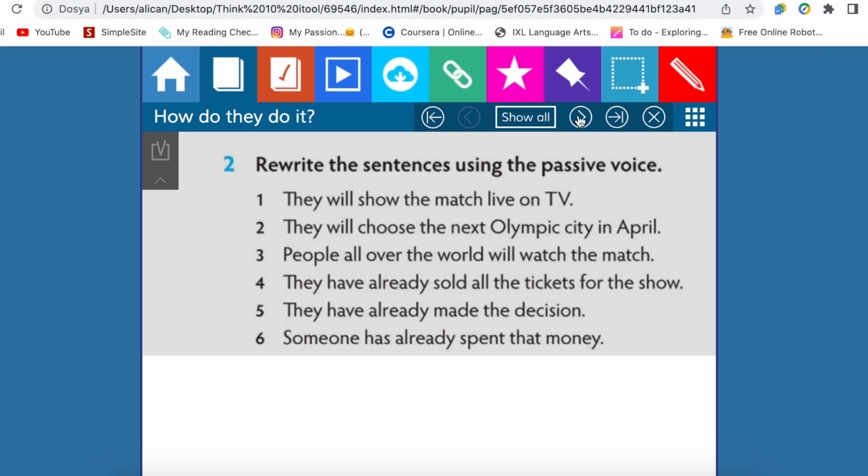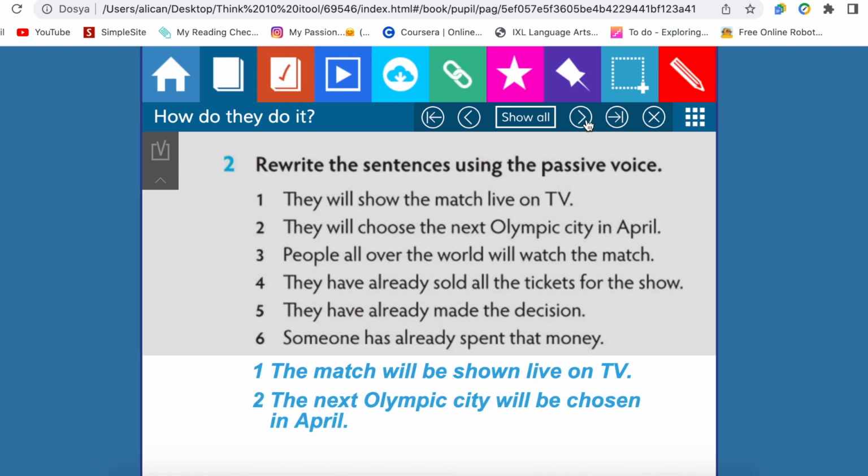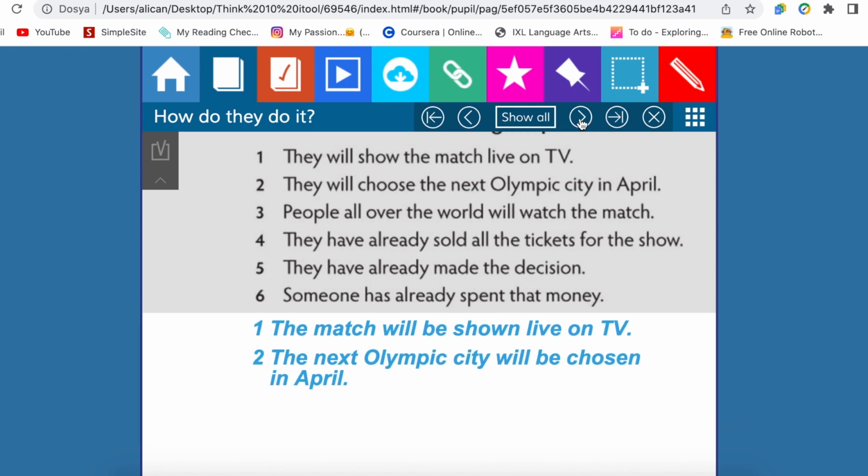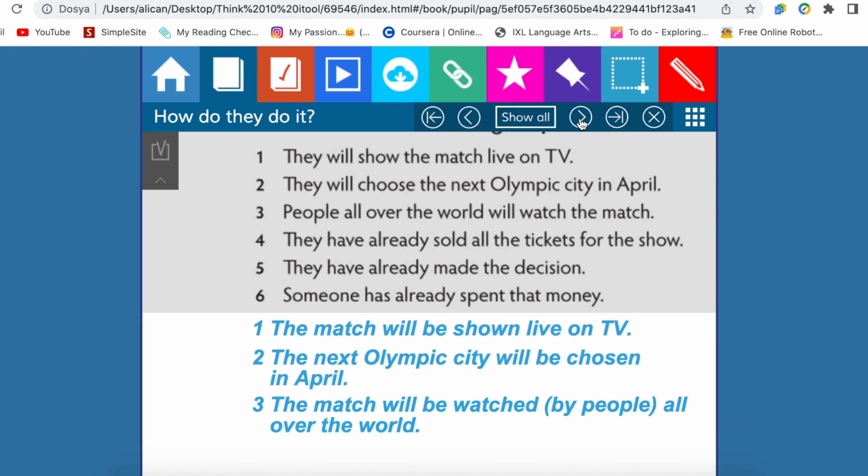Second one, they will choose the next Olympic city in April. We say the next Olympic city will be chosen in April. People all over the world will watch the match. We just say the match will be watched by people all over the world. They have already sold all the tickets for the show. All the tickets for the show have already been sold.